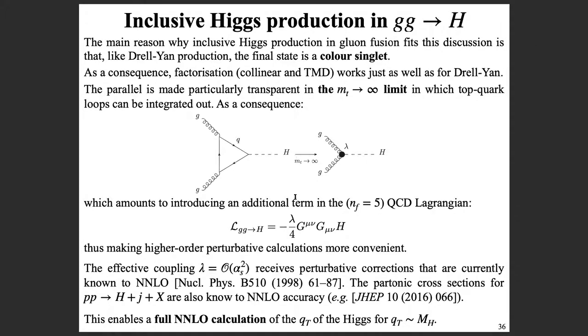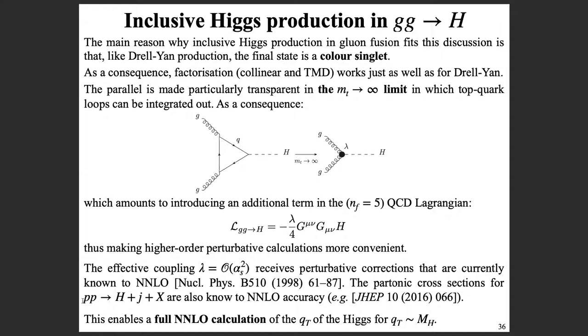Of course, the coupling that you introduce here, being connected to this kind of loops, which also receive higher order corrections, requires that this coupling is also computed to the highest possible order in alpha_s. It starts at order alpha_s squared, but actually you can include more corrections, and this has been done up to next-to-next-to-leading order in this paper. In addition, the partonic cross sections for this particular process have been computed also up to next-to-leading order in this paper.